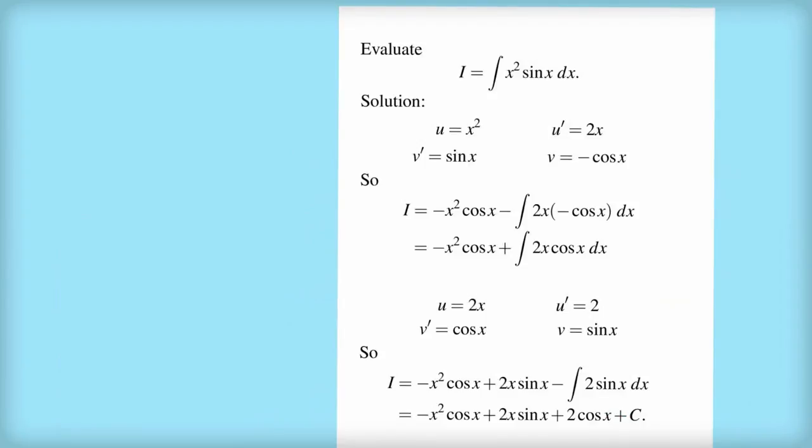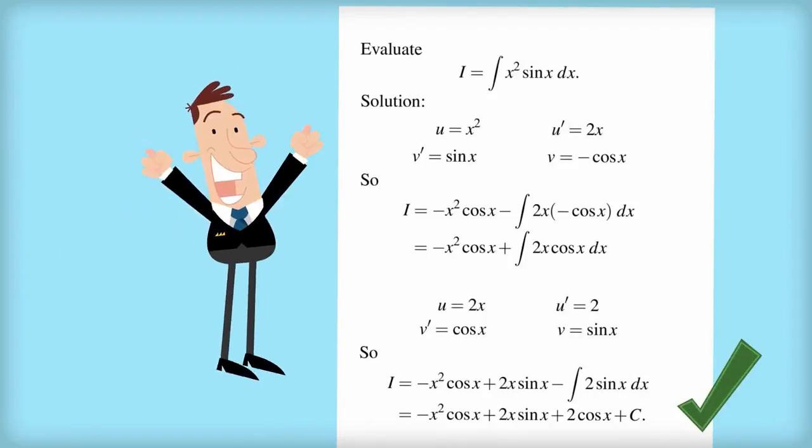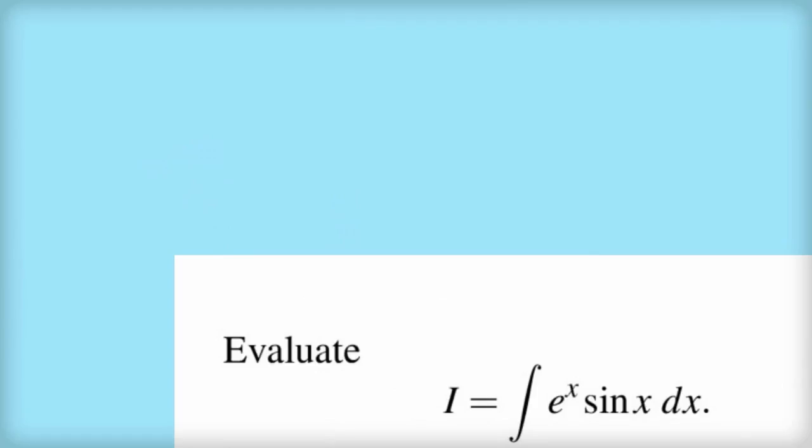And so now we can finish it off by saying that I equals negative x squared cos x plus 2x sine x plus 2 cos x. And don't forget the constant, and then you get full marks. So if you've done a few integration by parts problems, you'll be ready for this little trick.